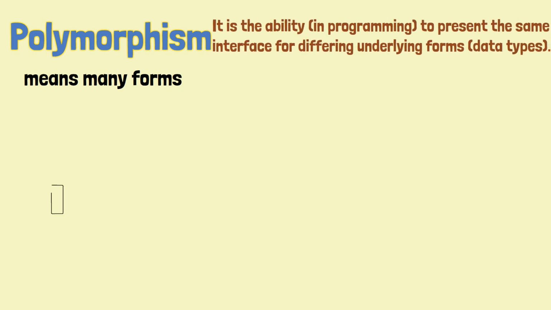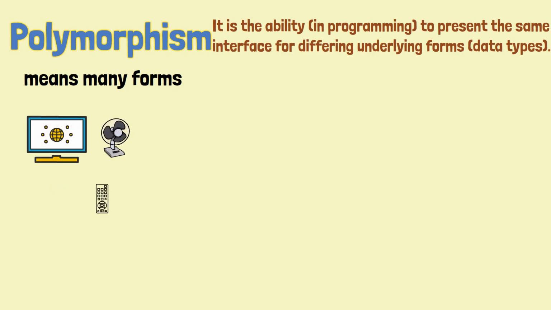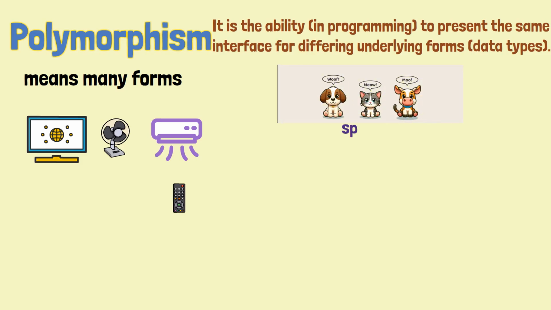Polymorphism. This is about using the same behavior in different ways. Imagine a remote control that can control different devices. When you press the power button, it can turn on the TV, the fan, or the air conditioner, depending on which device you're using. In OOP, polymorphism allows you to use the same method name, but the method does something different depending on the object.